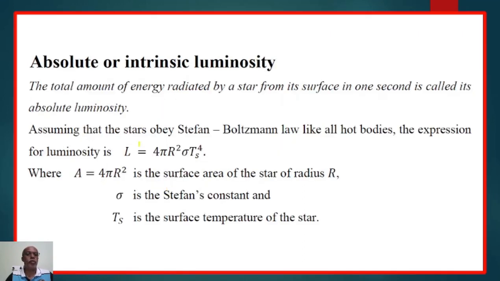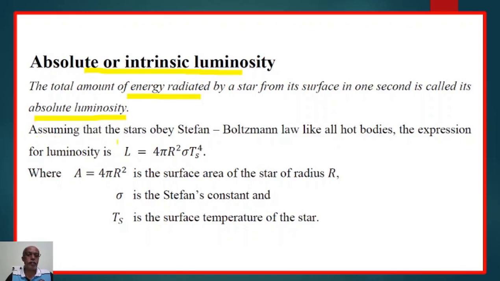Now coming to the absolute or intrinsic luminosity. The total amount of energy radiated or given out by a star from its surface in 1 second in all directions is called its absolute luminosity. The one that is received at the Earth's surface is called apparent. The one that is actually radiated from the surface of the star in 1 second is called absolute luminosity.